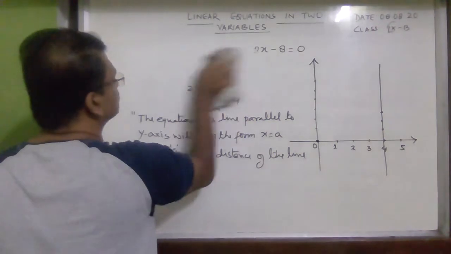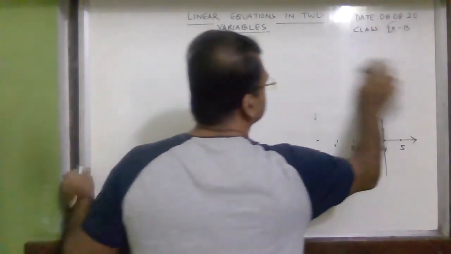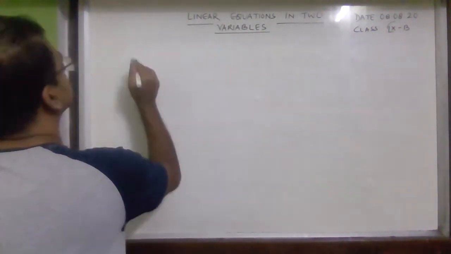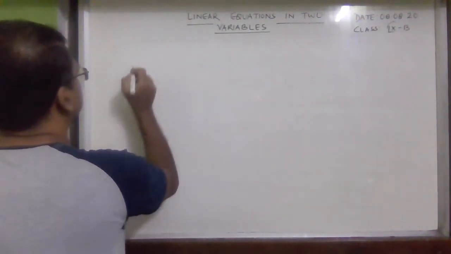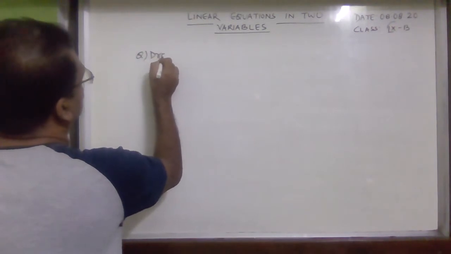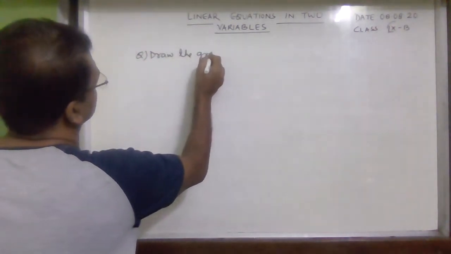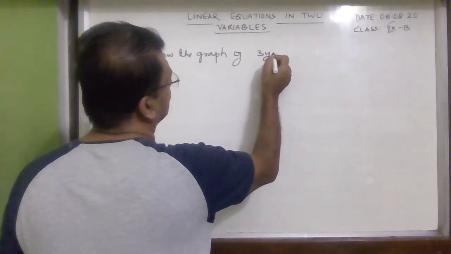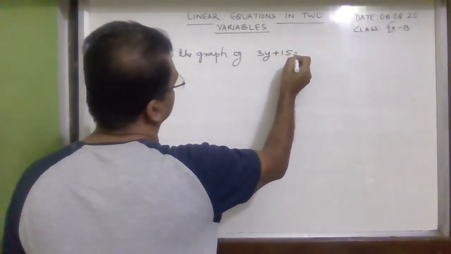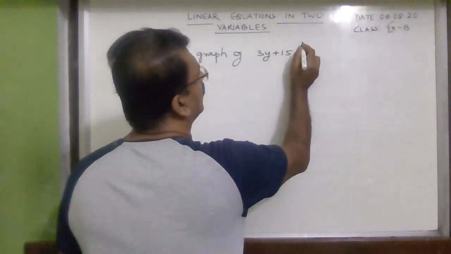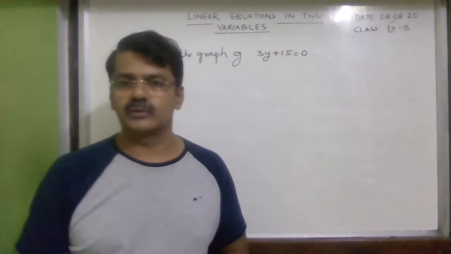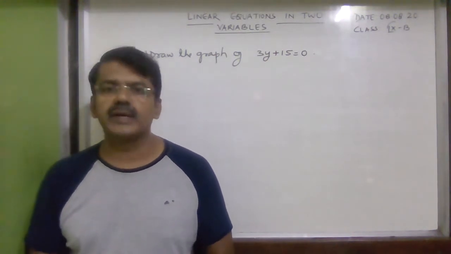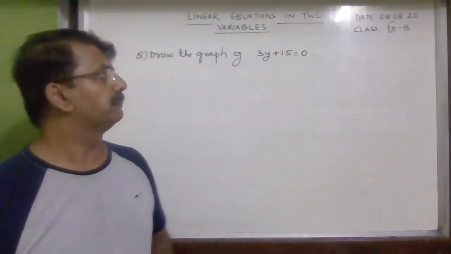Next question. Draw the graph of 3y plus 15 is equal to 0. Once again you can see here also, definitely it is a linear equation, as the highest power of y is 1, but it is not in two variables but in only one variable, that is y only, x is not there.